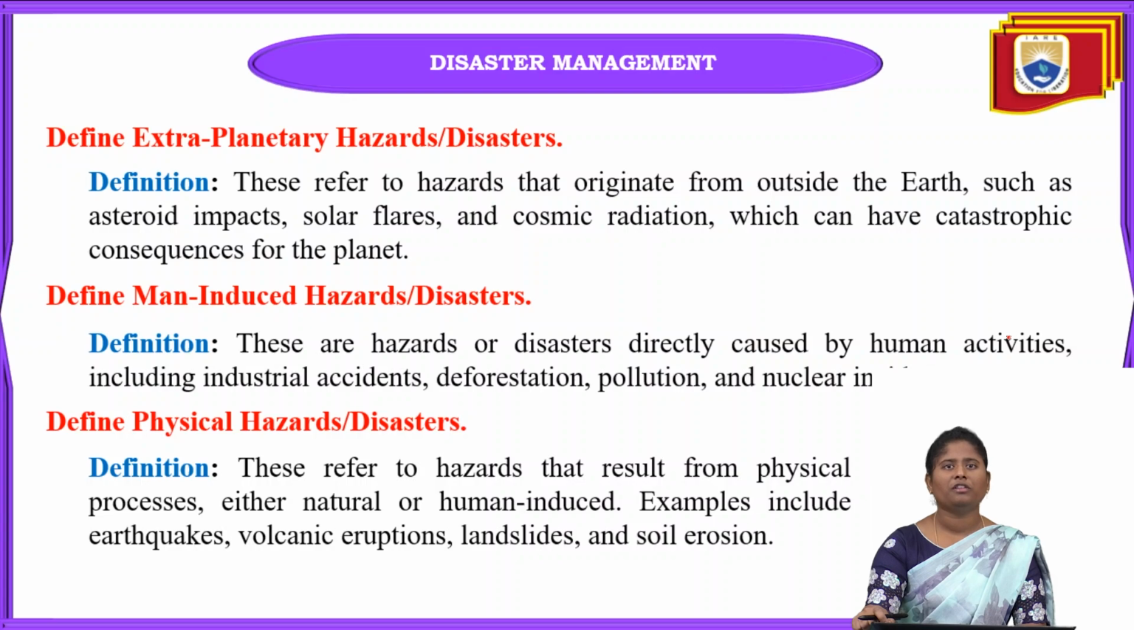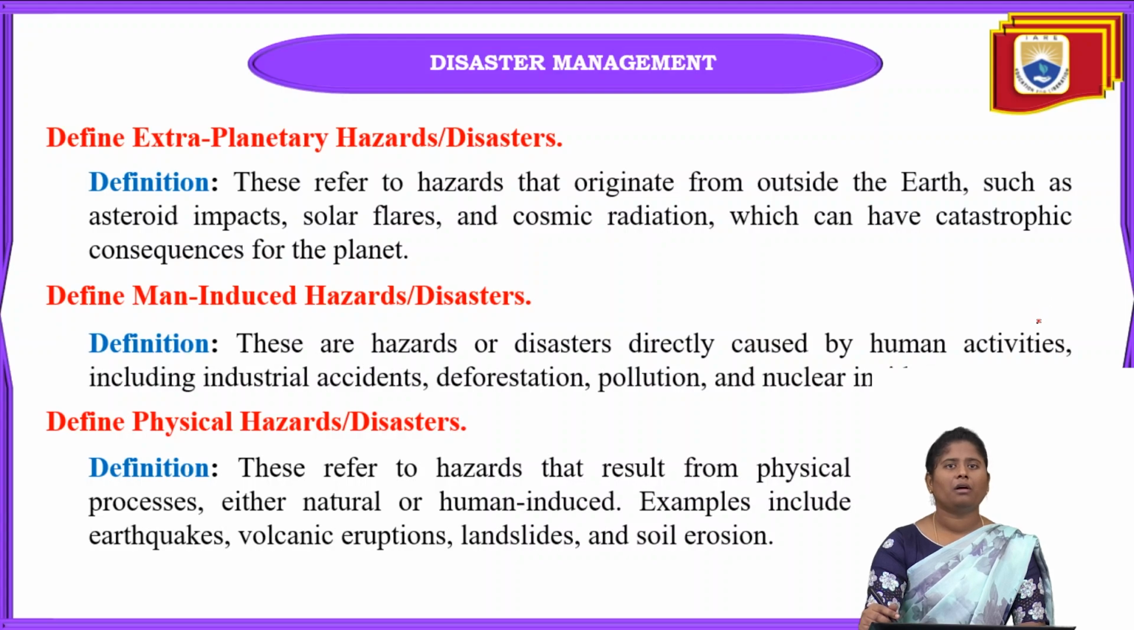Next one is extraplanetary hazard, which originates outside of the Earth, such as asteroid impact, solar flares and cosmic radiation. These have catastrophic consequences for the planet. Why? Because when a very huge asteroid hits our Earth, it is dangerous, since many extinctions can occur. An example is the dinosaur extinction. Solar flares, meaning direct radiation from the sun, are also one of the big impacts on our Earth.